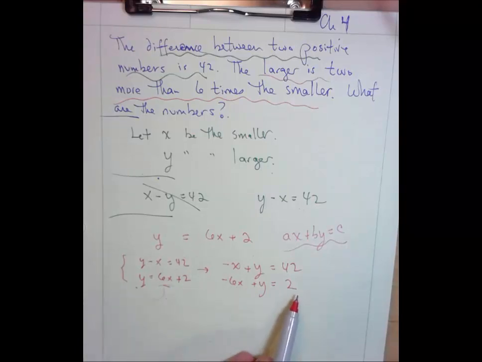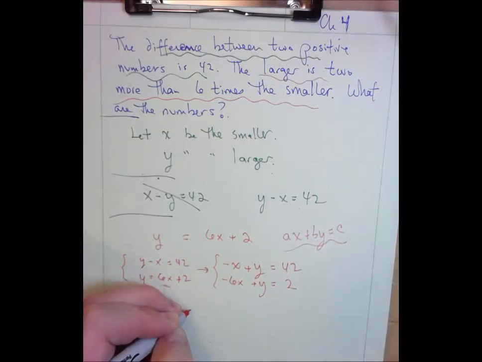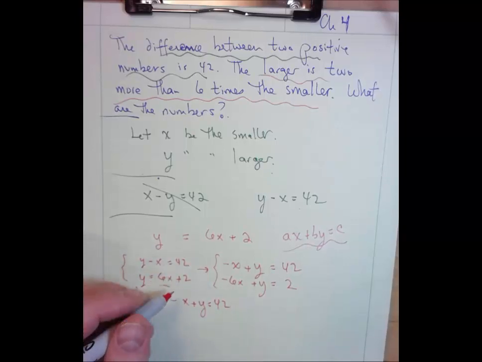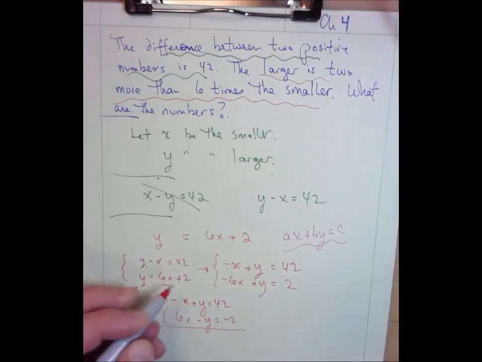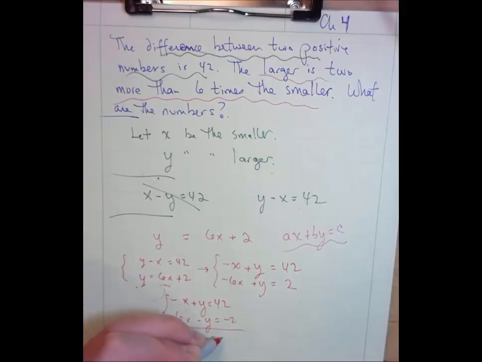But let's imagine having multiplied this second equation on both sides by -1. So I'm going to reconstruct this system. Negative x plus y equals 42. And multiplying the second equation by -1, I will have 6x minus y equals -2. And now, when I add these two things together, the 6x and the negative x will give me a 5x. Y and negative y give me 0. 42 and -2 gives me 40. So 5x is 40, or x equals 8.